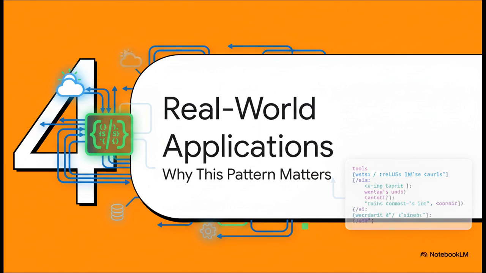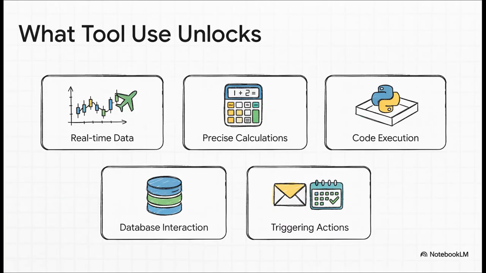Okay, so we've got the definition, we've got the flow, and we've got the logic. In this last section, let's look at some real-world applications. This is where this abstract pattern really becomes a game-changing capability. The applications for this are just huge. We can connect the LLM to live APIs for things like stock prices. We can give it tools for tasks it's bad at, like a calculator for precise math. We can give it access to a sandboxed code interpreter for complex data analysis, or even let it query our company's internal databases.